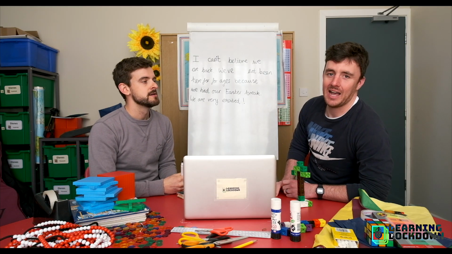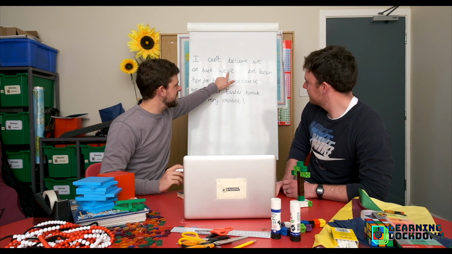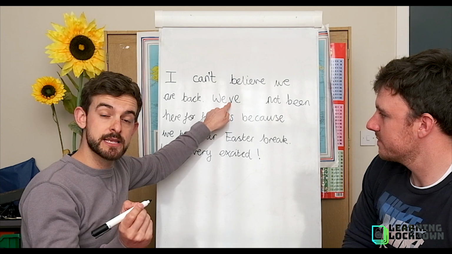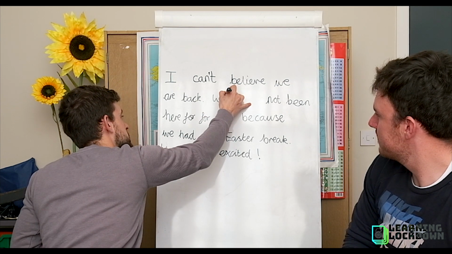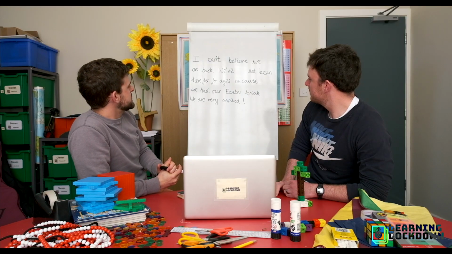Well done. It is the letters H and A. And where have they fallen out? Well, they've fallen out just before the V here, so we need to replace that with an apostrophe. We've not been here for ages because we had our Easter break.